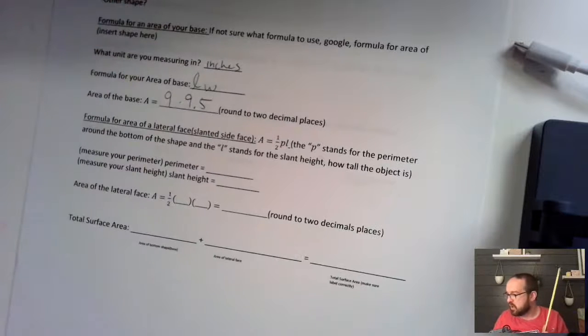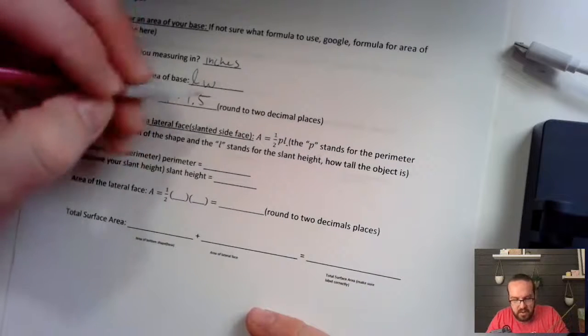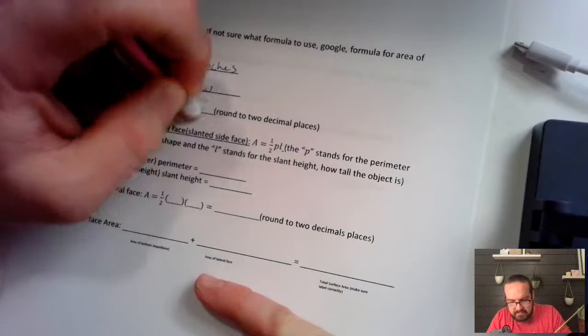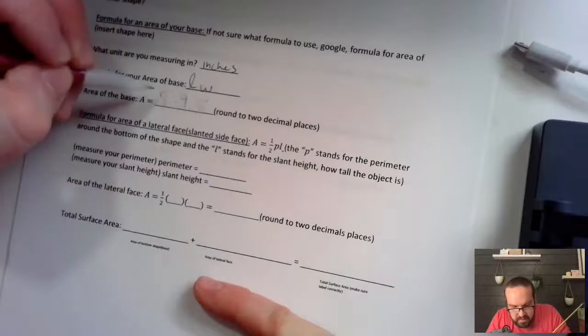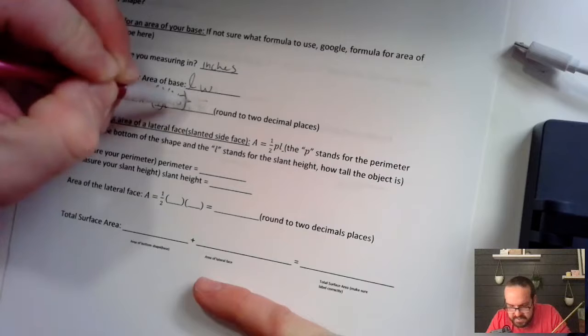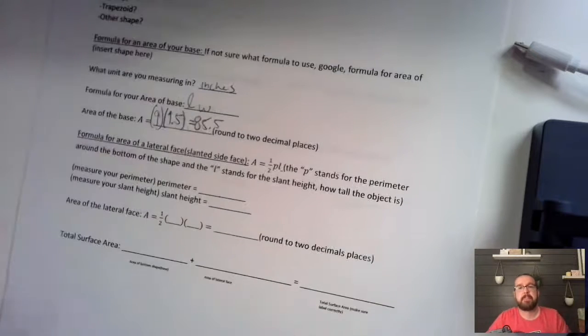So we can use our handy dandy calculator. 9 times 9.5 looks like that's 85 and a half. It looks like I'm cramming too much in here, but it's 85.5. So you want to do the same thing for your shape.